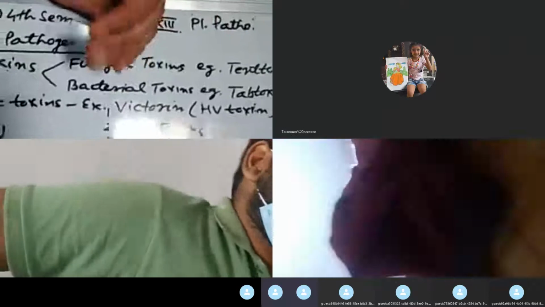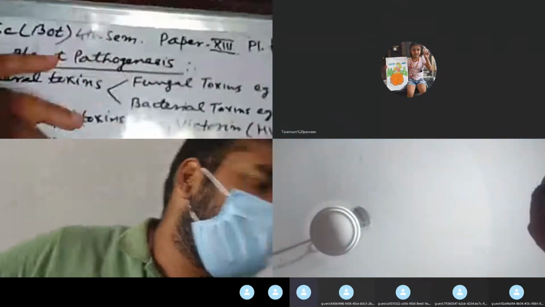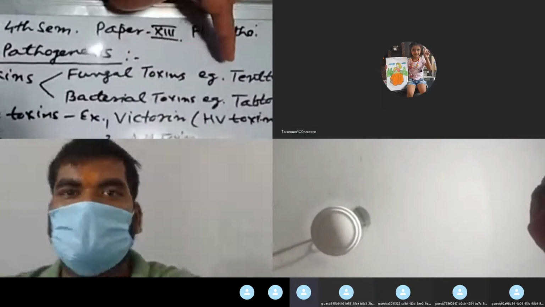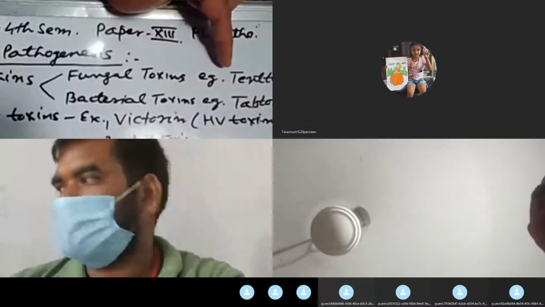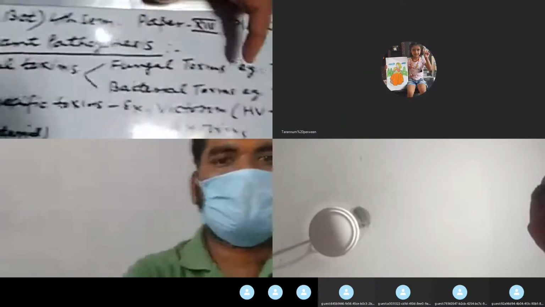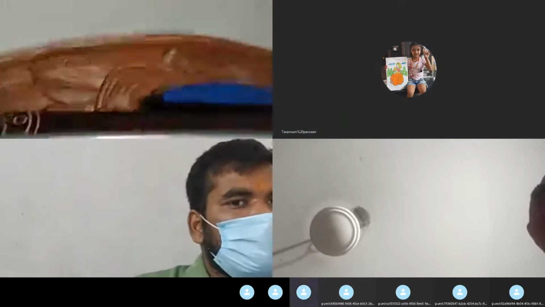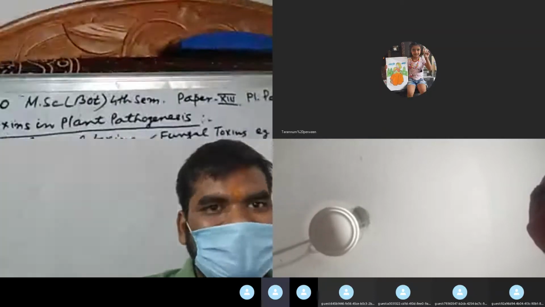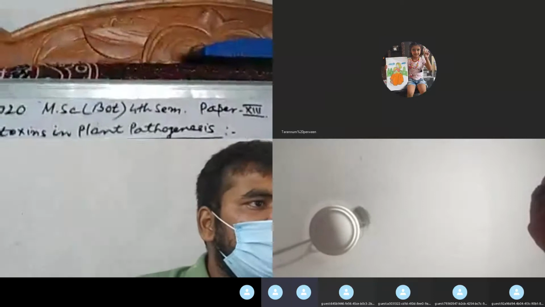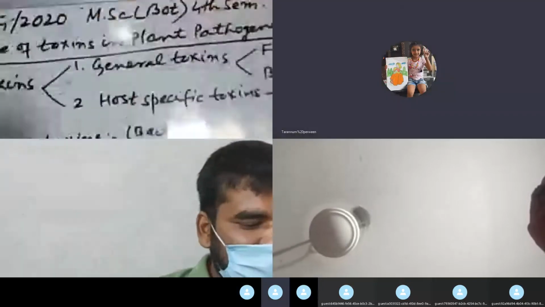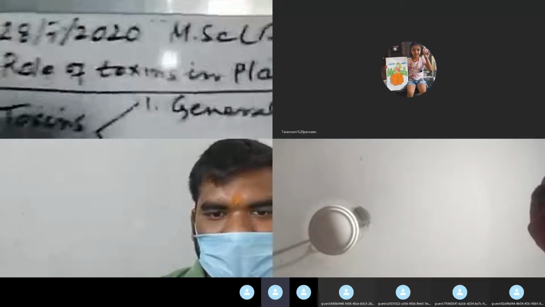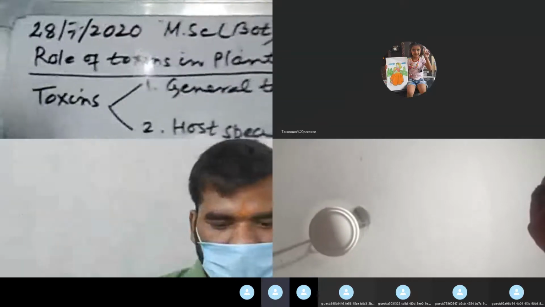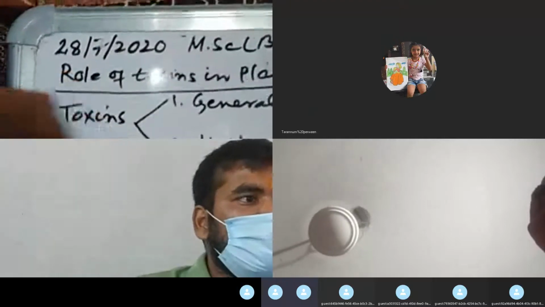Now, at first, I would like to remind you, let us first see the tab toxin. In the lecture I have already described this toxin. At first look at one of the general toxins, which is still to be described here. Then I will switch over to the host-specific toxin after describing this one, the toxin which I described in the previous lecture. Now let us come to the general toxin first.